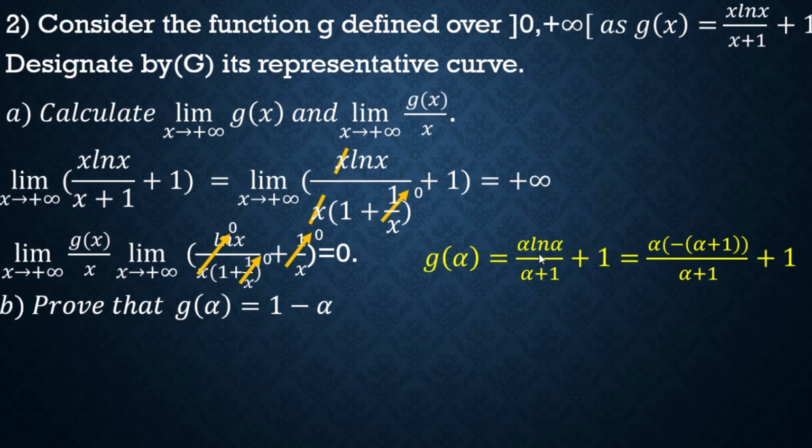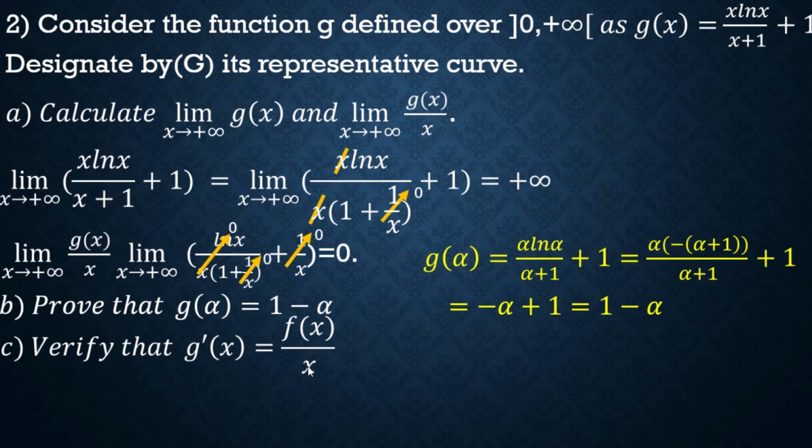G of alpha equals alpha ln alpha, etc. And since we have ln alpha equals minus alpha plus 1 because alpha is a root of f of x equals 0, alpha plus 1 simplifies, we got 1 minus alpha.